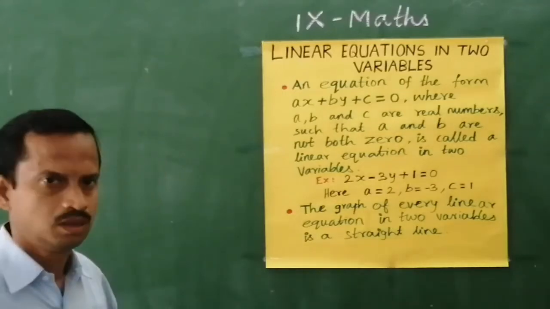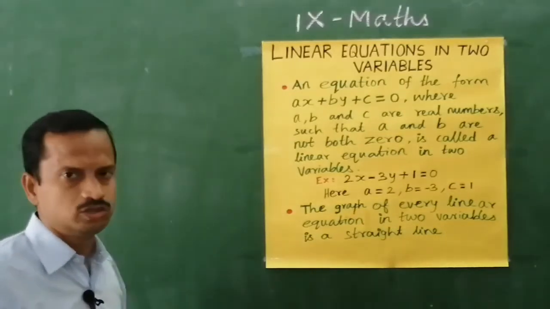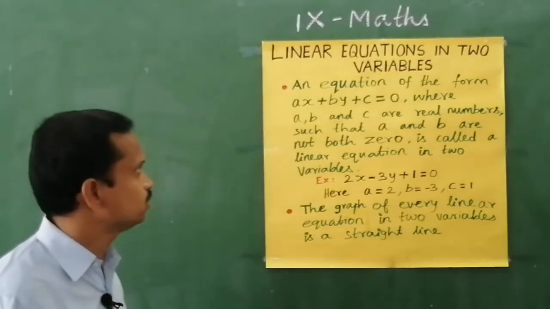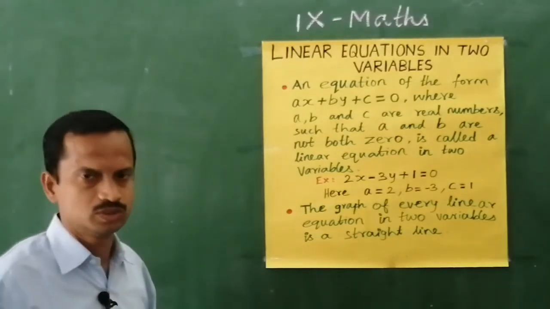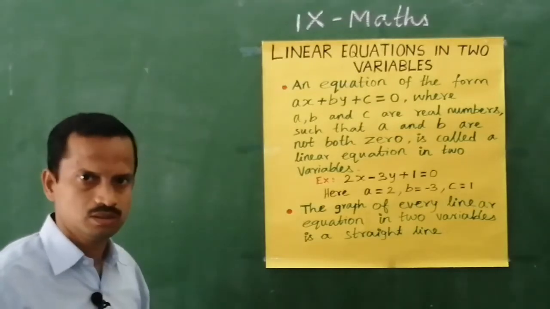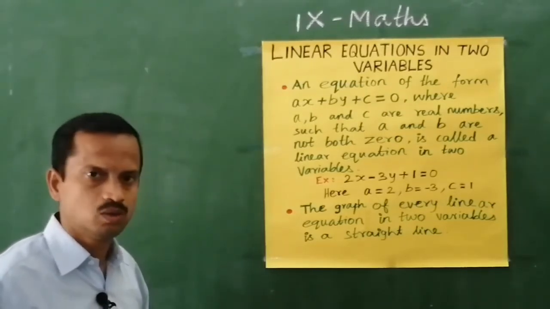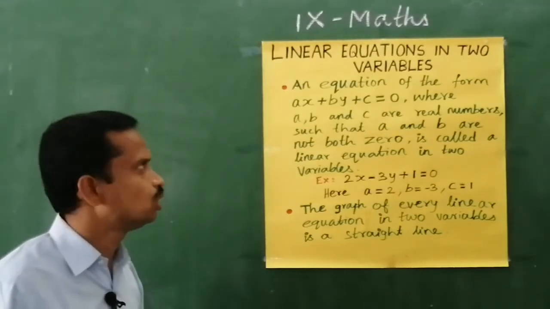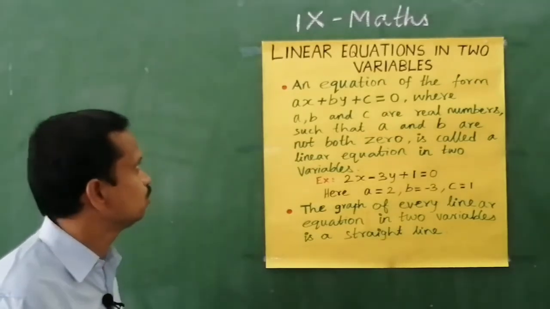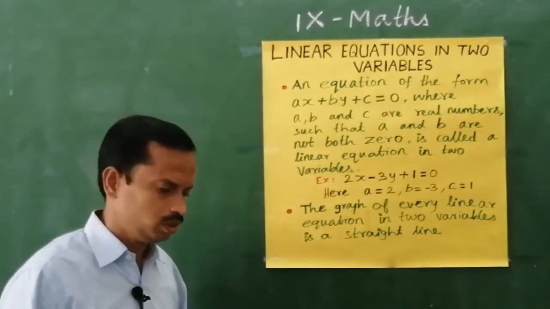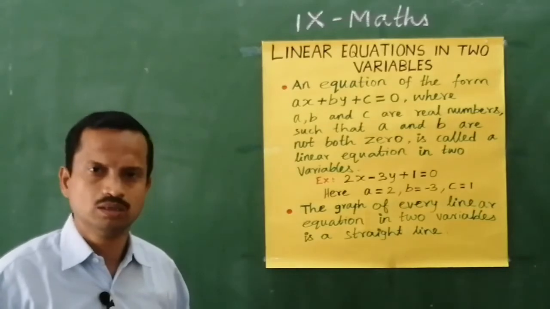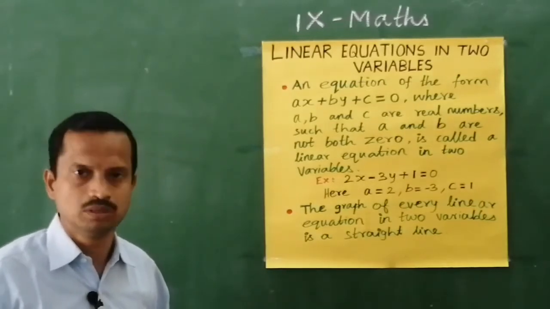Welcome children. Today in 9th standard mathematics we are going to see chapter 4, linear equations in two variables. In 8th standard you have read one variable linear equations, but here it is advanced, that is, two variables. So, what is meant by linear equation? An equation whose degree is 1. Degree means the highest power of the variable.